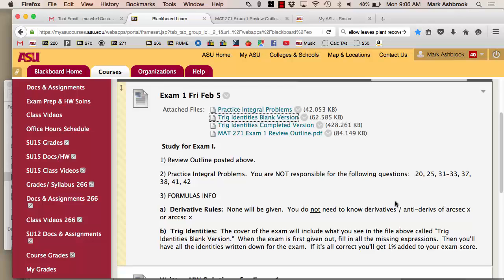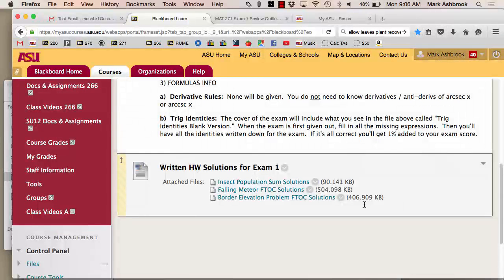Okay, then below that post, I've posted written homework solutions for the insect. That was the first one. Then the falling meteor, and then the border elevation problem. So you can look at solutions for all that written homework. And as far as web work, all that will remain up all semester, and after the due date you have access to the answers. You should be able to see the answers. So all the web work just remains posted.